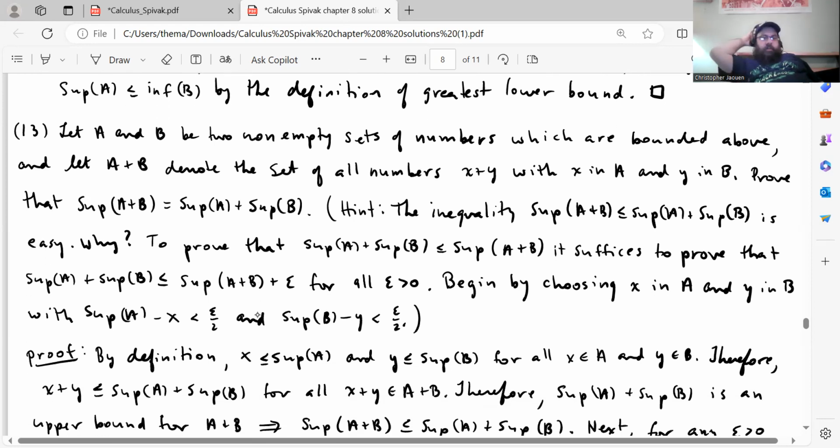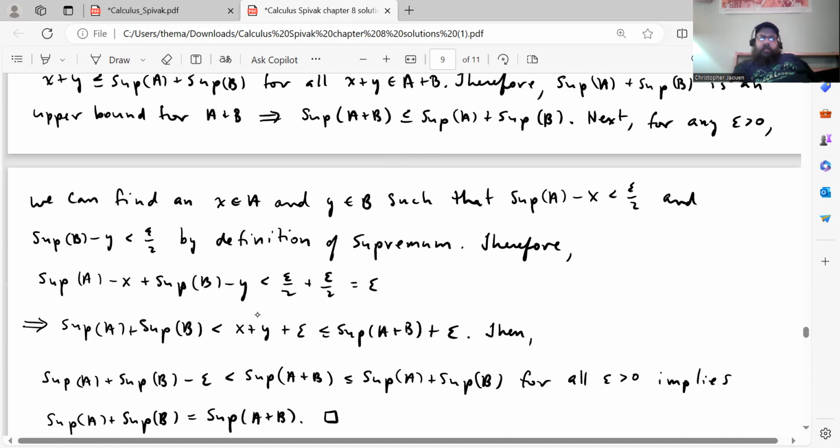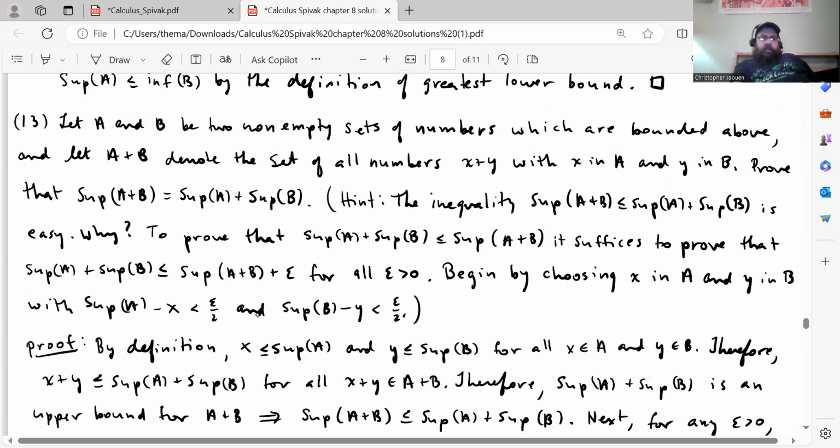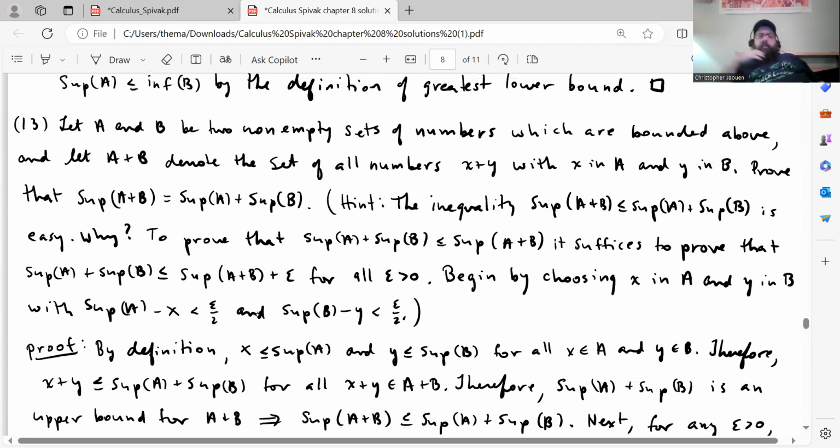Okay, question 13. Is this the last one that I did? I guess it is. Okay, last one for this video. Let A and B be two non-empty sets of numbers which are bounded above, and let A plus B denote the set of all numbers x plus y with x in A and y in B. Prove that supremum of A plus B equals supremum A plus supremum B.